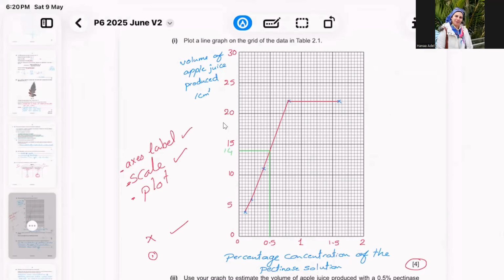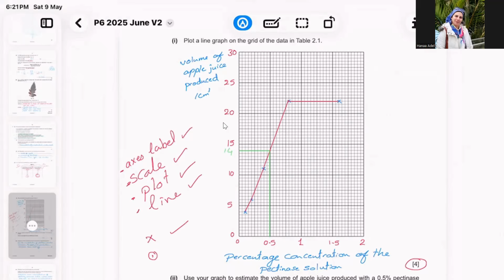So after plotting, that is the third mark. Then we have to use a pencil and ruler. We try to join all the points with each other. It's okay in biology to join them from dot to dot, using pencil and ruler. So this is the line. This is the last mark.